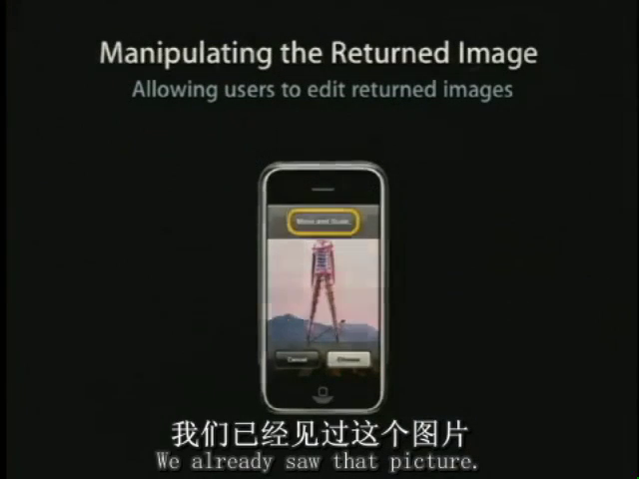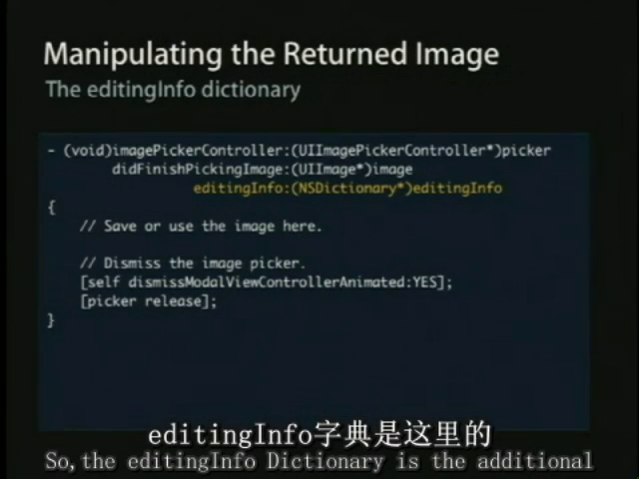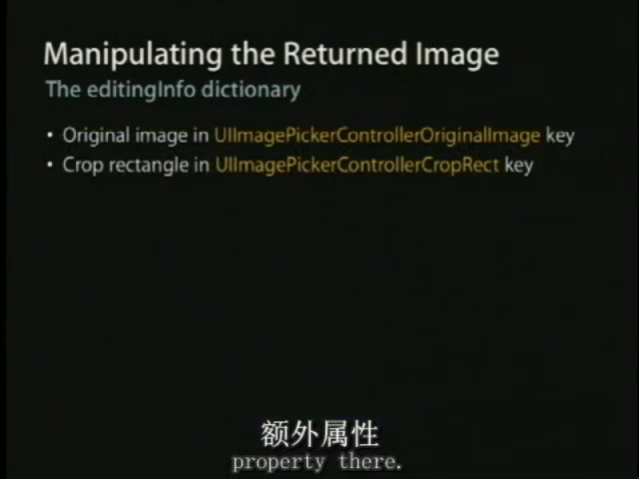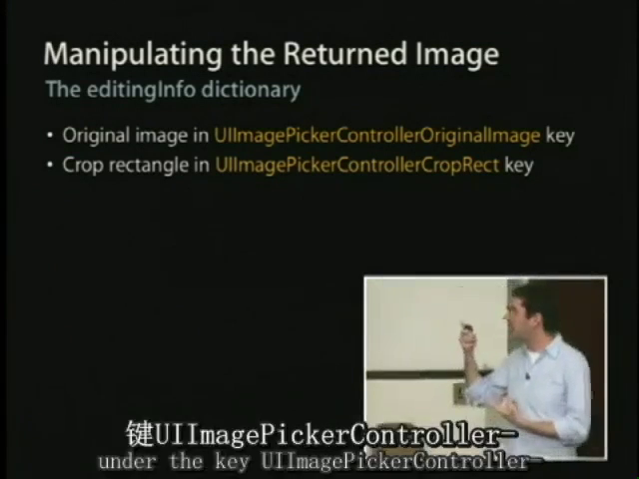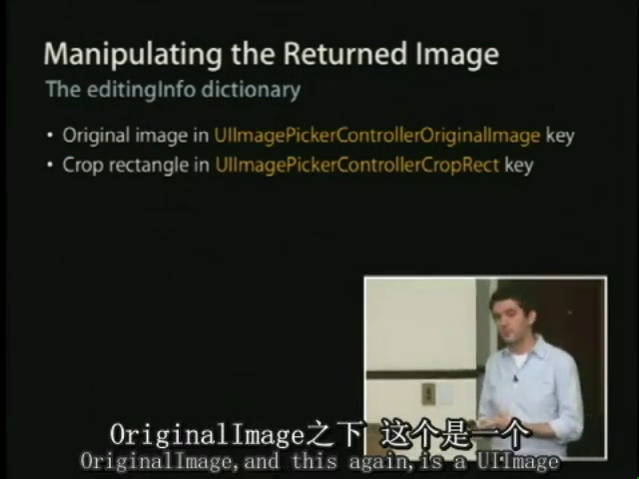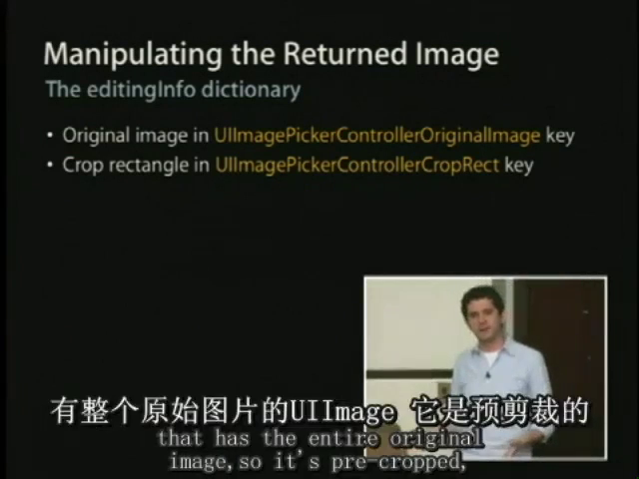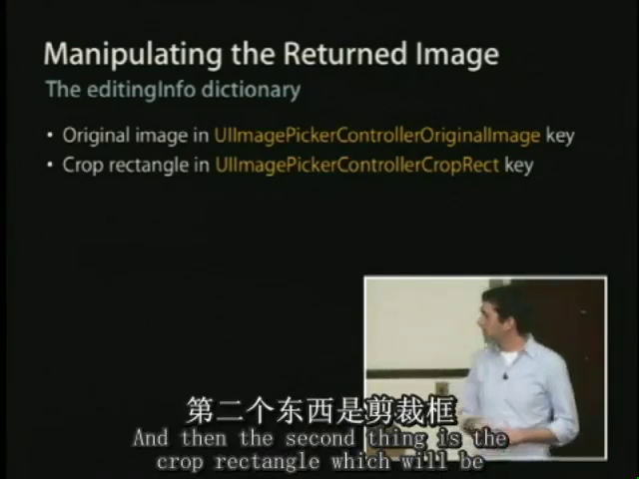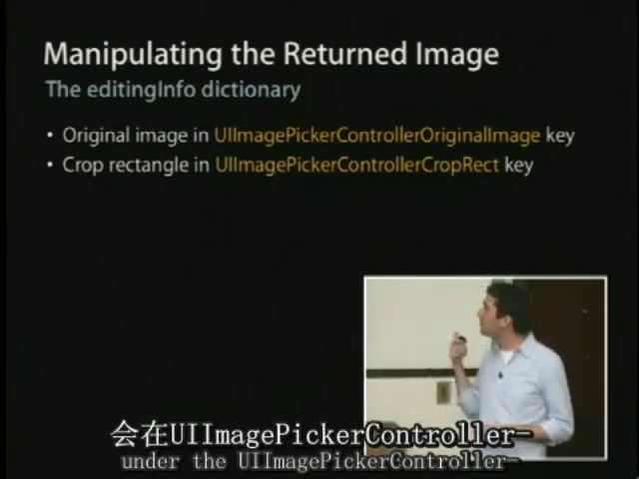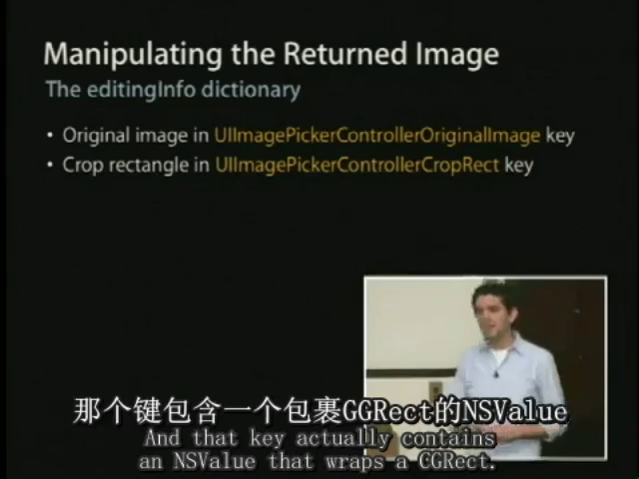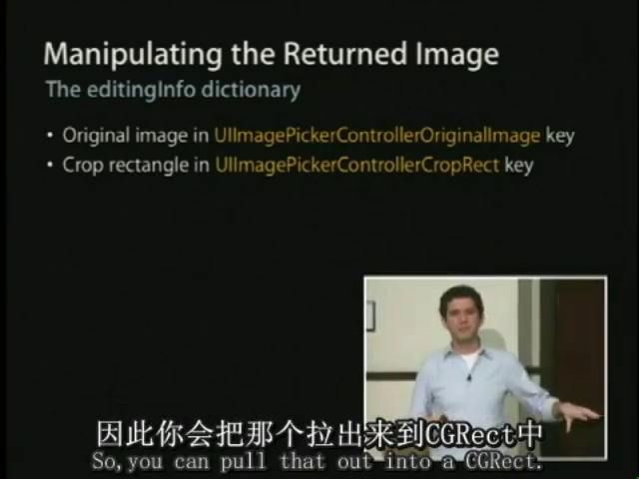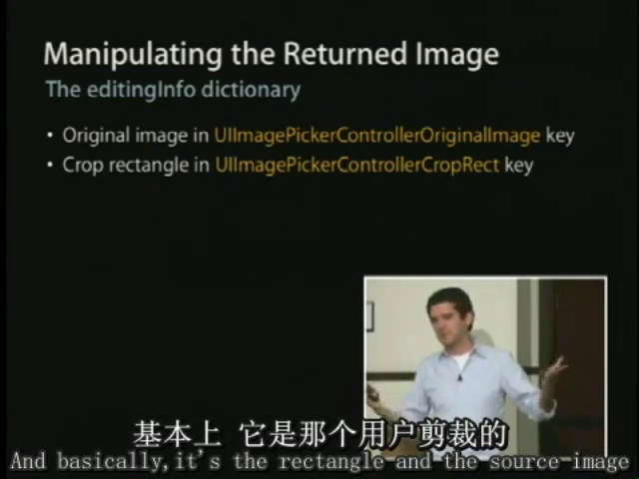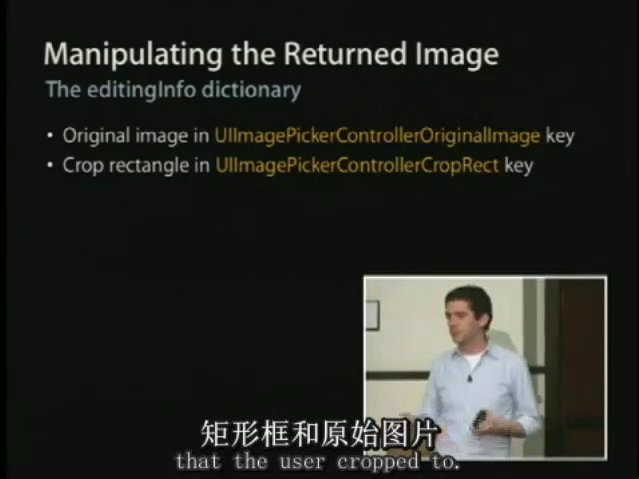So that's going to look like this. We already saw that picture. The editing info dictionary is that additional property there. There are actually two keys. The original image is going to be under the key UI image picker controller original image. And this, again, is a UI image that has the entire original image, so it's pre-cropped. It's the entirety of the image. The second thing is the crop rectangle, which will be under the UI image picker controller crop rect key. That key contains an NS value that wraps a CG rect, so you can pull that out into a CG rect. Basically, it's the rectangle in the source image that the user cropped to.